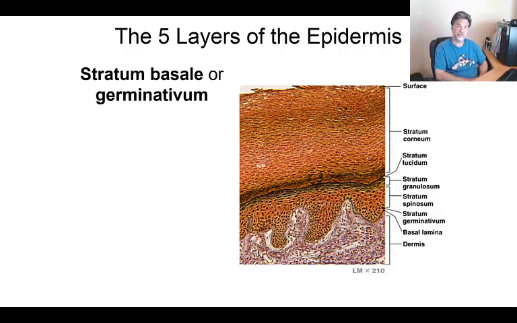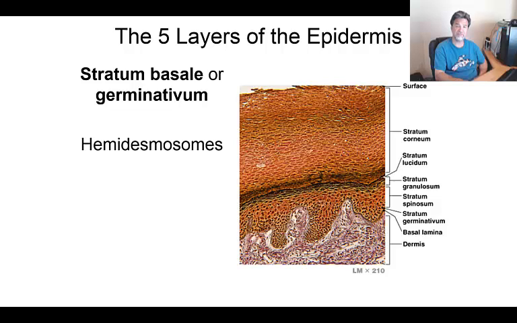That would be the stratum germinativum or stratum basale. Usually students pick basal, that's fine. I don't care which one you go with, pick one and stick with it. But just understand they're the same thing. And in this layer we have a lot of cell growth going on. We're going to find that we have different types of structures.